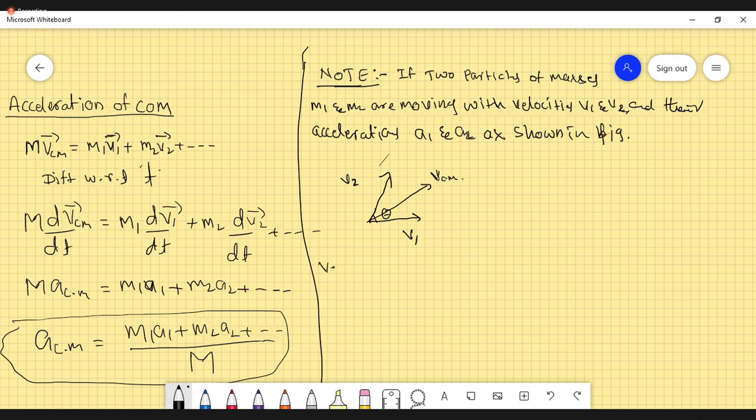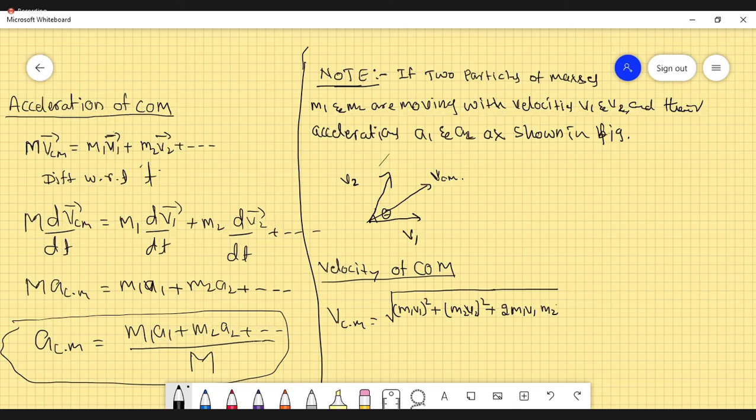So the velocity of center of mass, VCM, equals the square root of m1 v1 squared plus m2 v2 squared plus 2 m1 v1 m2 v2 cos theta, divided by the total mass, that is m1 plus m2.